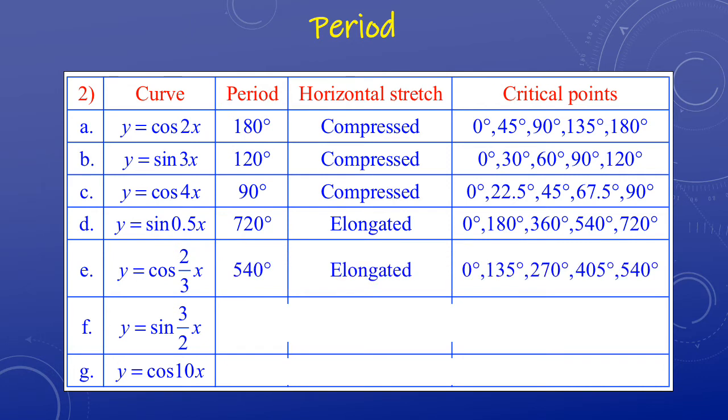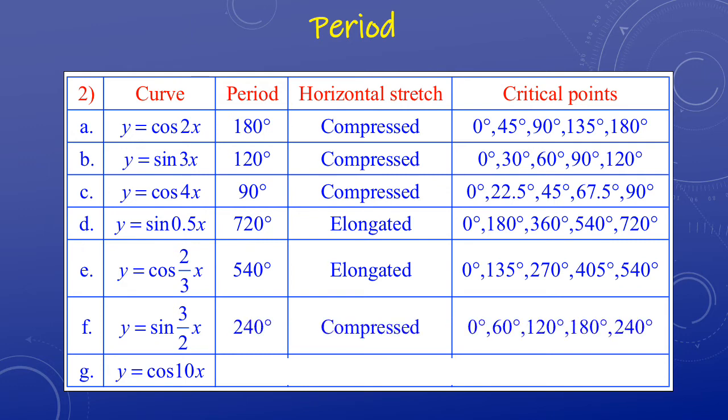For E, y is equal to cosine of 2/3 x. Our period is 360 degrees over 2/3, which is 360 degrees times 3/2, which is 540 degrees. This is greater than 360 degrees, so our curve is elongated. Our critical points will be 0 and 540 at the extremes, 270 in the middle, 135 as the second, and 405, which is the sum of 135 and 270.